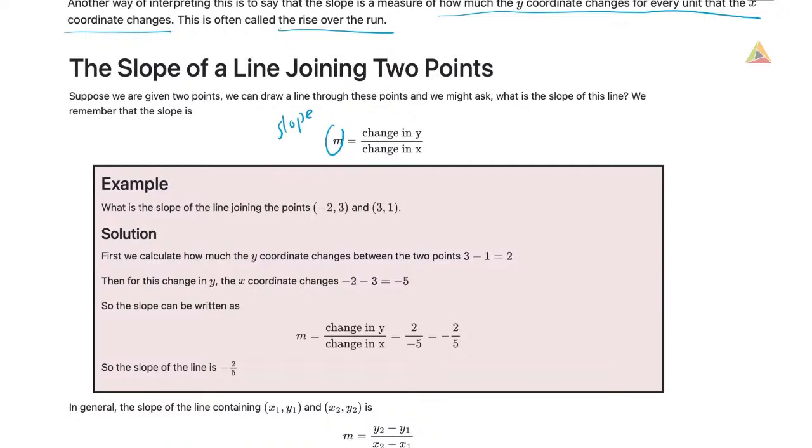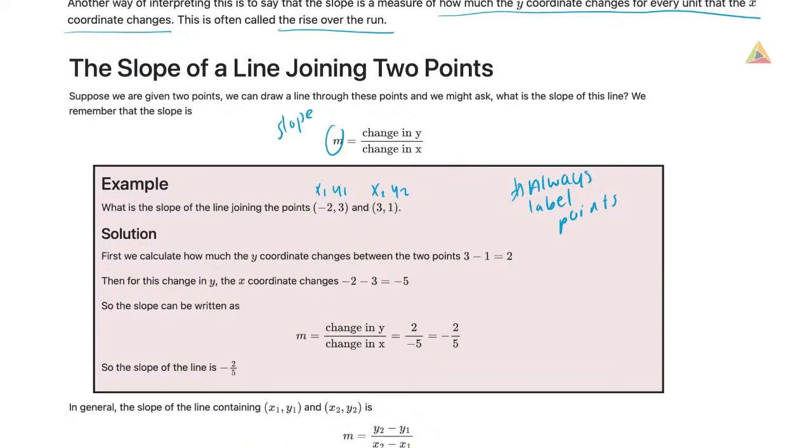So an example here, what is the slope of the line containing the points -2, 3, so that's going to be x1, y1. That's the first point. And 3, 1, we're going to call this x2, y2. So always label your points. I'm going to put that in here because it will really help and there'll be less scope for mistakes. So always label the points.